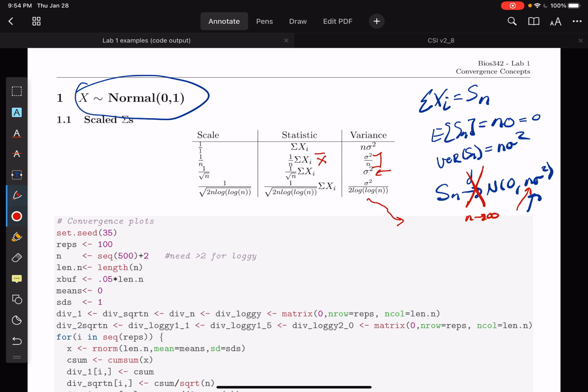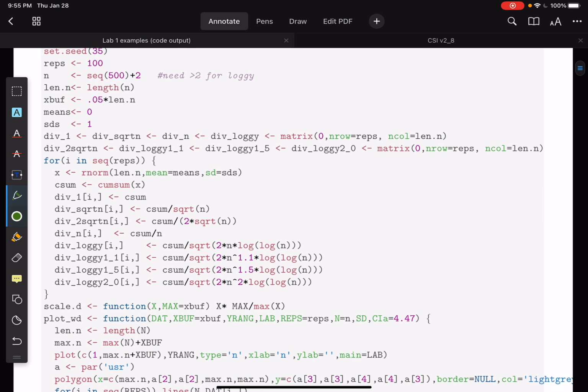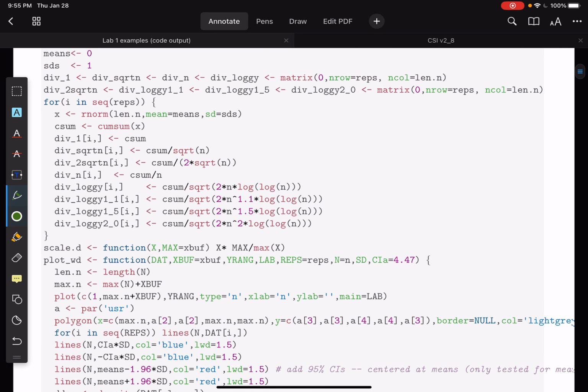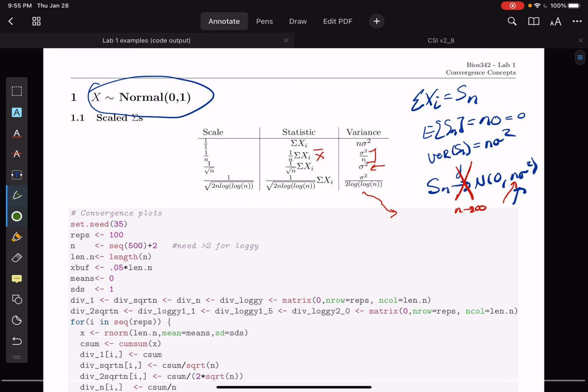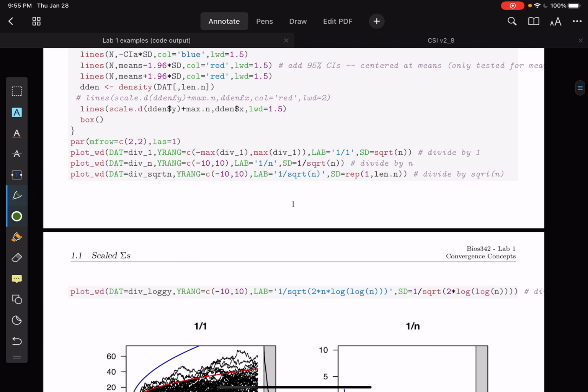This is some code for putting these things together. I'm going to pick a different color here so it doesn't contrast with what's on the plot. Basically, it's pretty simple. I generate a long vector of data. Then I take the cumulative sum of that vector, I scale it, and I plot it. And I do that over and over again to see what's happening. It's not very hard to do at all.